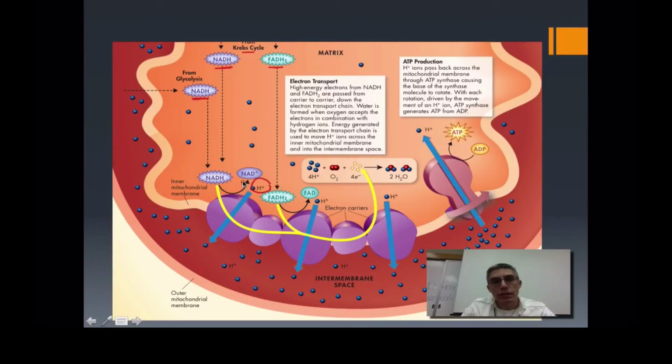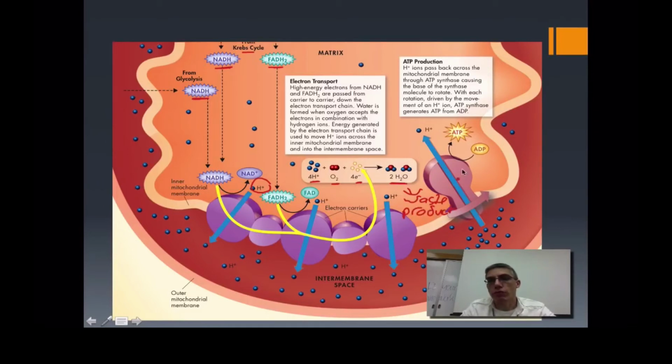Now, as these high energy electrons are being used and passed down these various proteins, you're going to notice that we're going to take these hydrogen ions and combine them with the O2, which can't happen unless you provide a little bit of energy, and we're going to create H2O. Now remember, H2O represents a waste product from this process.